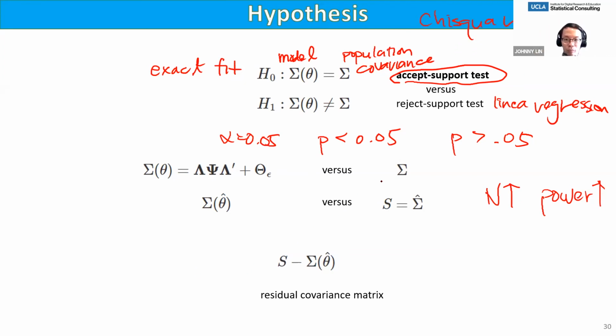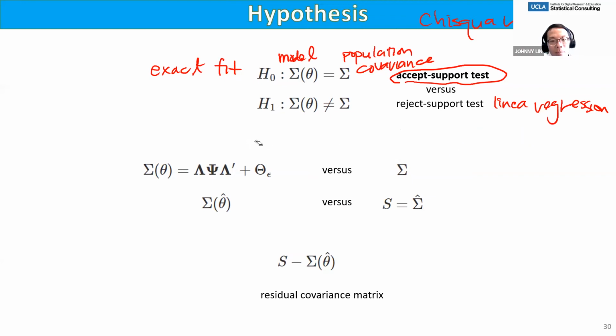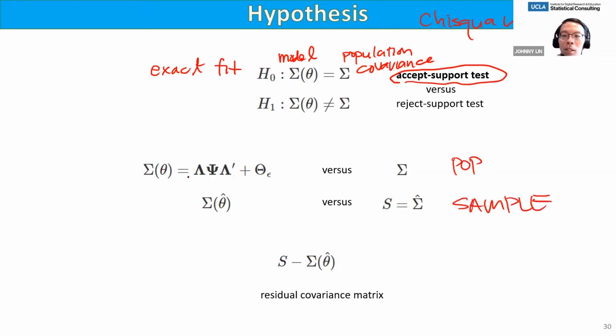Okay, that's an aside. If you know from linear regression, we are estimating the population with the sample. So you know that the null hypothesis is regarding the population, not the sample. This is the population on the left, and this is the sample on the second row. This is the model. This is the covariance.